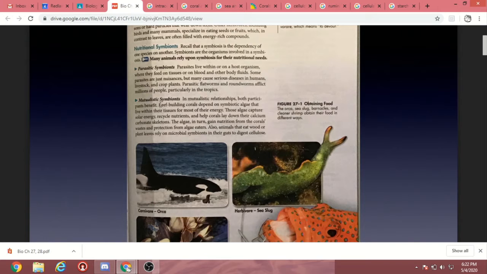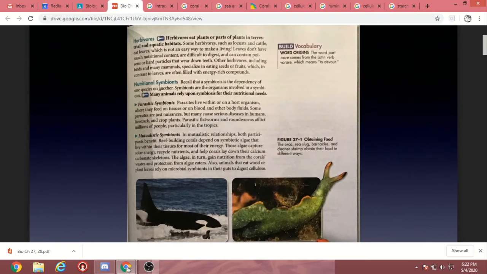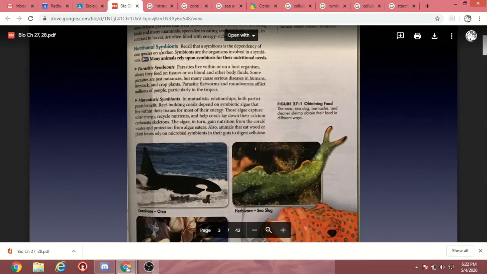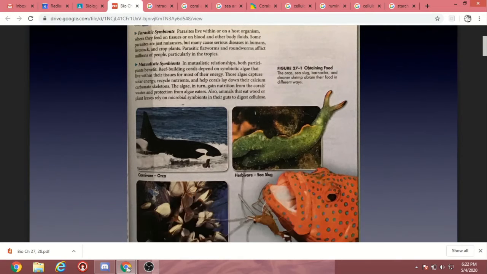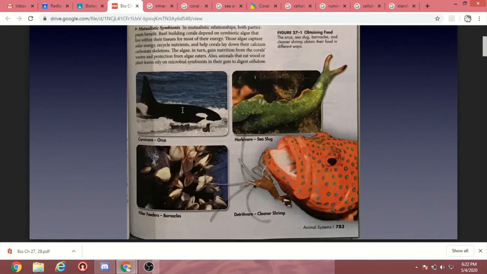Okay, mutualistic symbionts. Remember, the term mutualistic means both organisms benefit. So this is a relationship in which both participants benefit. But we're not just talking about mutualism. We're talking about mutualistic symbionts in terms of nutritional symbionts. So we're talking about symbiosis again. We've already discussed it before, but this time we're talking about it in a way that relates to feeding and getting food for nutrients.